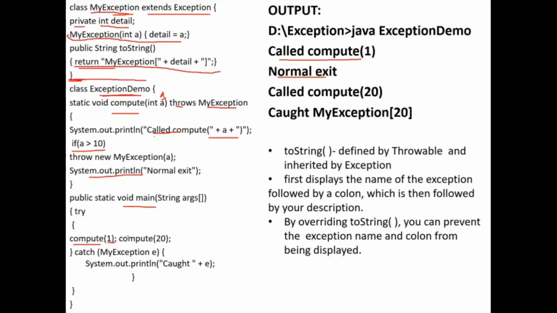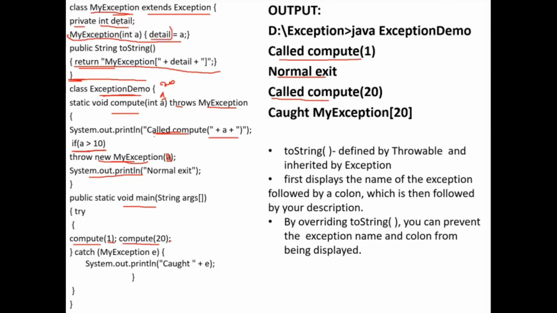After that, control will come to here. Again I'm calling the compute method. Now what is the value of a? 20. So now it will print "called compute 20", and then I'm checking whether a is greater than 10. Yes, a is greater than 10 because now a is 20. So if a is greater than 10, I'm throwing our own exception, that is MyException. Here a is nothing but 20, so when I'm creating the object, that will initialize this private data member.